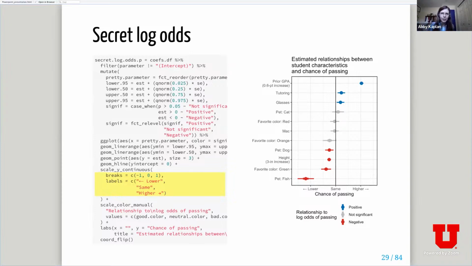So one option, and I've done this once or twice, but I consider this kind of a visualization of last resort, is what we call secret log odds. This graph is exactly the same as the graph that Keiko just showed, but we have relabeled the x-axis. So now instead of having numbers, it just says chance of passing is higher, lower, or the same.